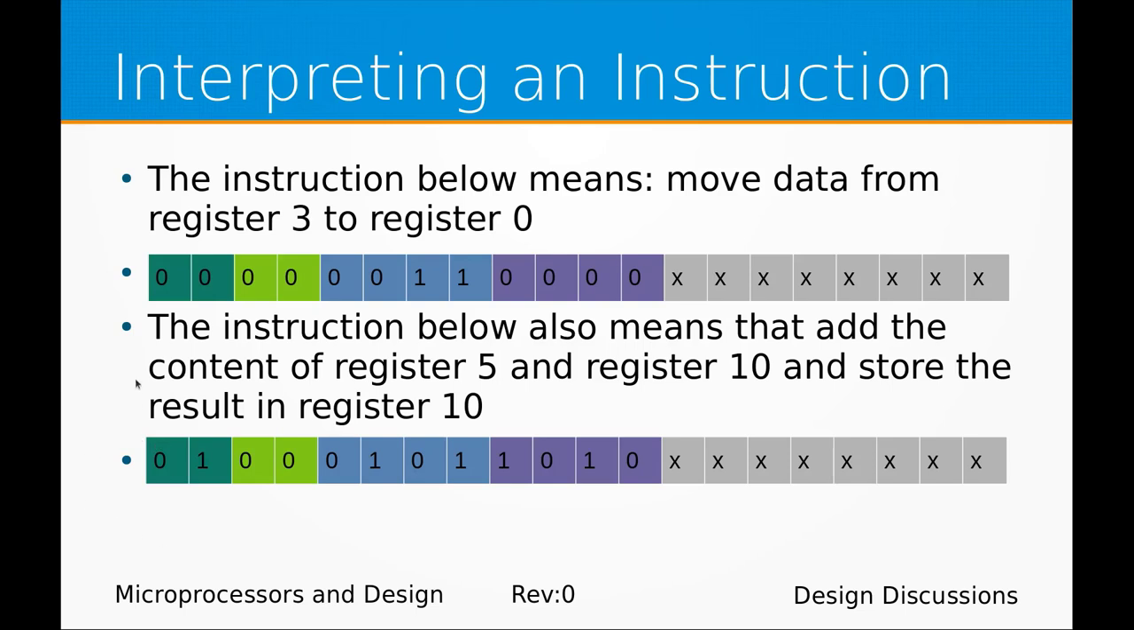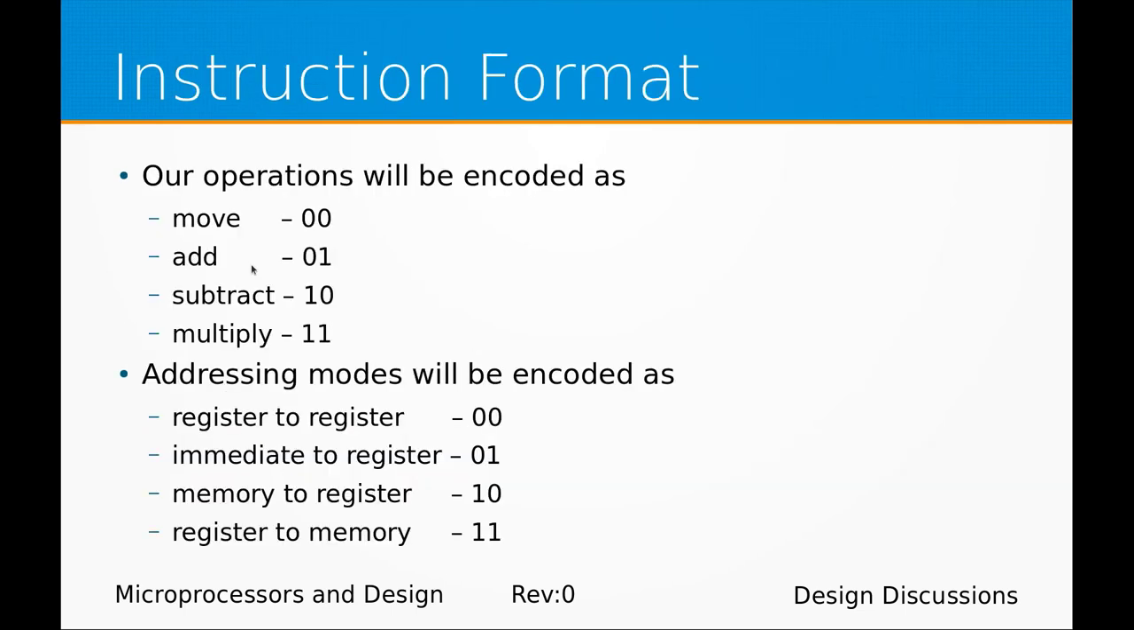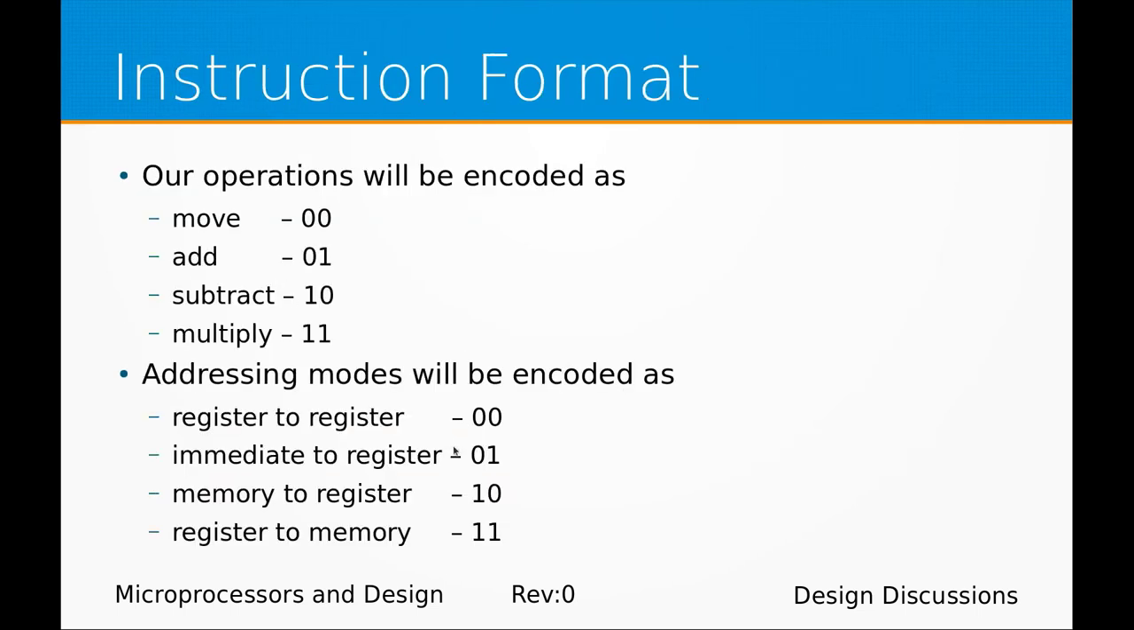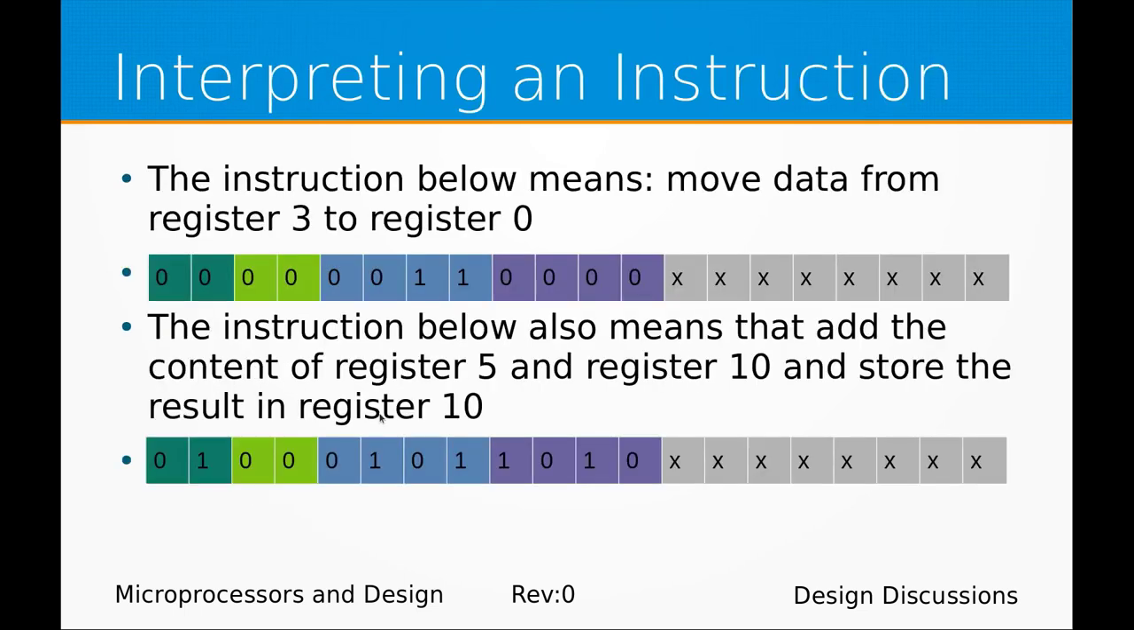And so if we see an instruction as 00000110000xxx, the x means that it can have any value. Now 00, remember we said 00 is the opcode for move. And then this 00 we said is specifying the addressing mode, which is register to register. And so if it is a move and it's a register to register operation, it means that we are moving from the source register to the destination register.